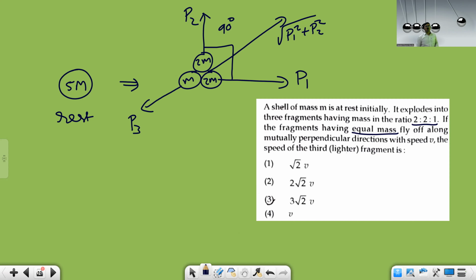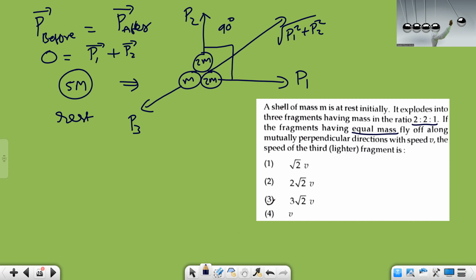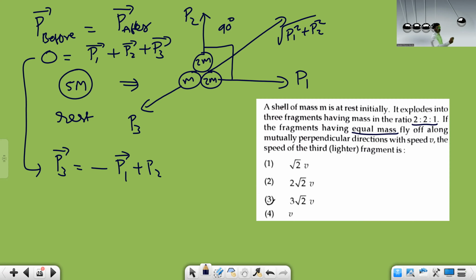Why must it move exactly opposite, sir? Because it has to be in equilibrium. Momentum before and after must remain the same. Before, it is obviously 0. After, P1 bar plus P2 bar plus P3 bar is equal to 0. Then very clearly I can say it is in equilibrium. So P3 bar is equal to minus of P1 bar plus P2 bar.